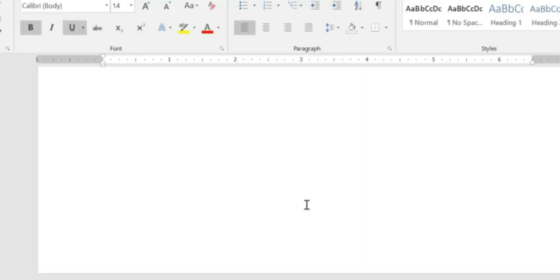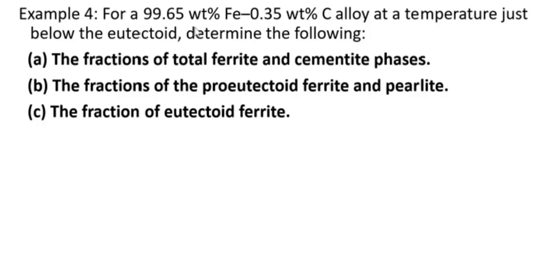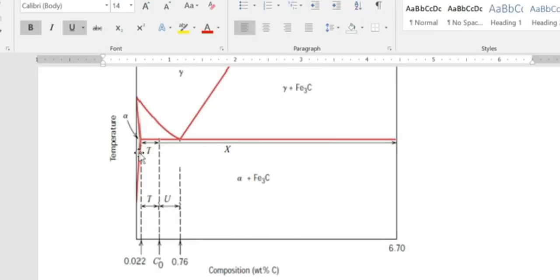So now let's look at this question. Solution number 4, and that's how we start. For a 99.65% iron and 0.35% carbon at a temperature just below the eutectoid, determine the following. The fraction of the total ferrite. Determine the total ferrite and cementite. So the question is asking about ferrite and cementite, isn't it? It means you have to locate their boundaries, right? So look at it. This is the boundary of what? Ferrite. And this is the boundary of what? Cementite, right? Boundary of cementite is 6.7.